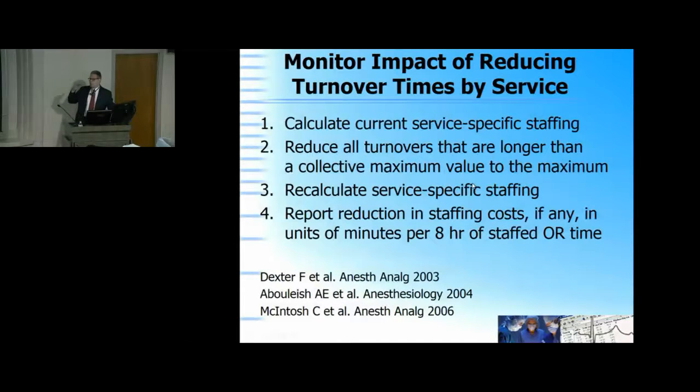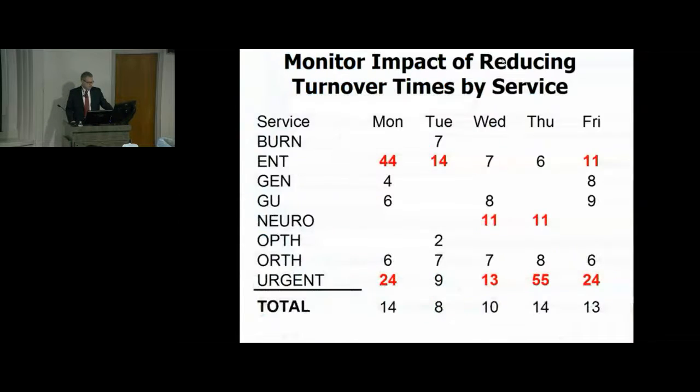Okay? So the way it works here is you calculate the current service-specific staffing, you reduce all your turnover times that are longer than a collective maximum value to the maximum, then you recalculate your service-specific staffing, and then you report the reduction in labor costs per units of minutes per 8 hours of staff time. So I'm going to explain what that means.